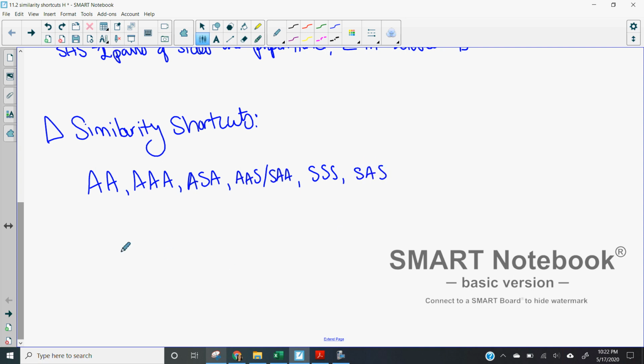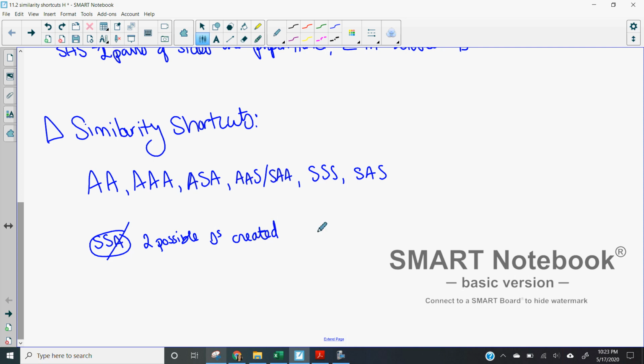So now the only one that doesn't work, I'm going to write it this way. Remember how you read that one backwards? Because there still are two possible triangles created with that given pair of sides and non-included angle. So that doesn't guarantee congruence and it doesn't guarantee similarity either.